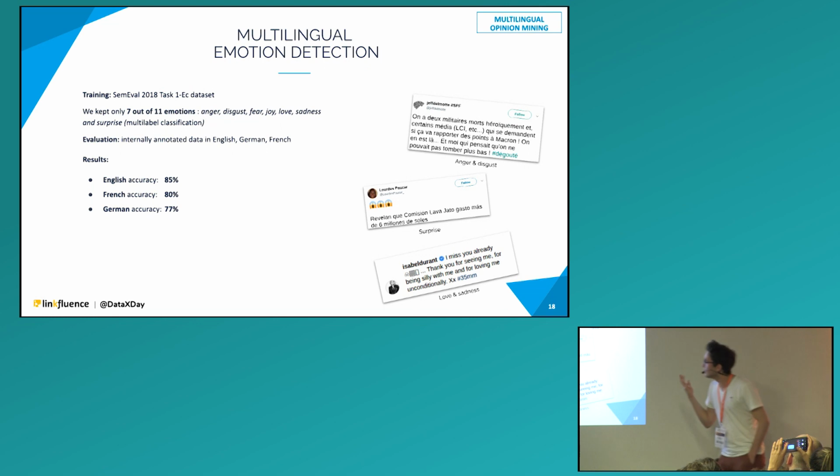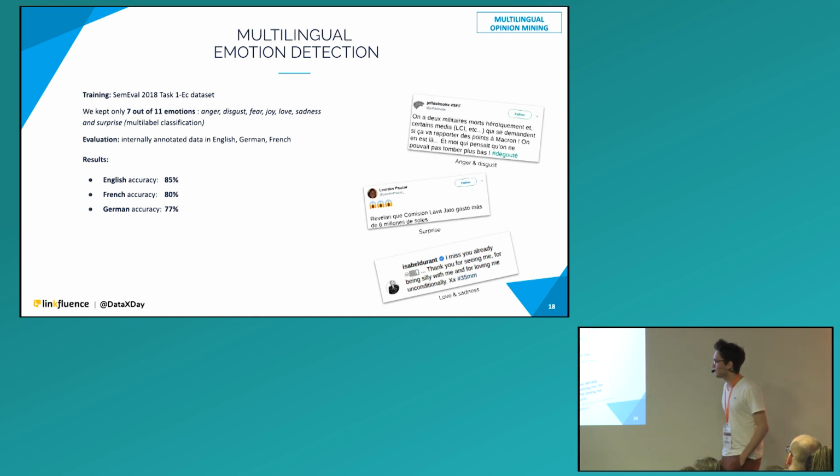Same for emotion detection, exactly the same, so I will go really fast on that. To train the emoji-to-task model, we took the SemEval 2018 Task 1 E-c dataset, and we kept only 7 out of the 11 emotions that are in the dataset: anger, disgust, fear, love, joy, sadness, and surprise. Remember that it's a multi-label classification. And we also internally annotated data in English, German, and French. We dropped the Chinese as we knew it would not work.